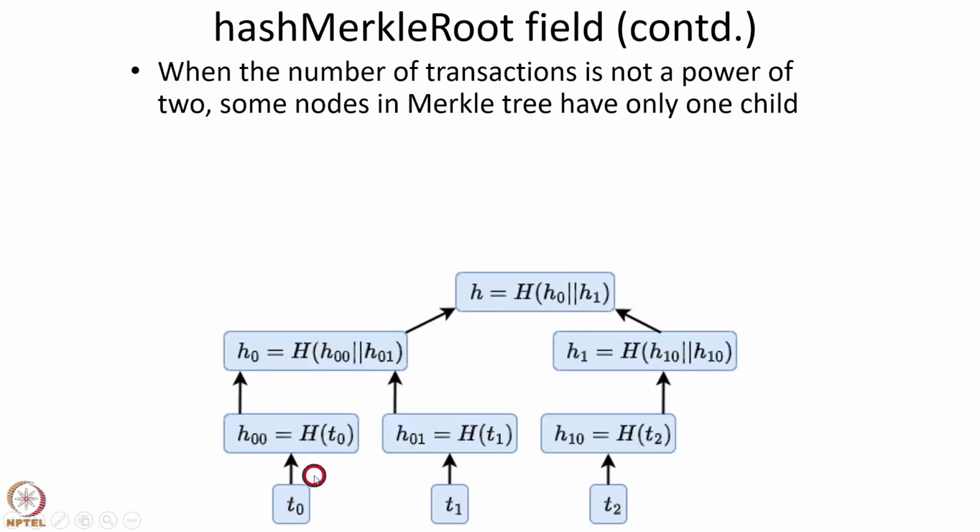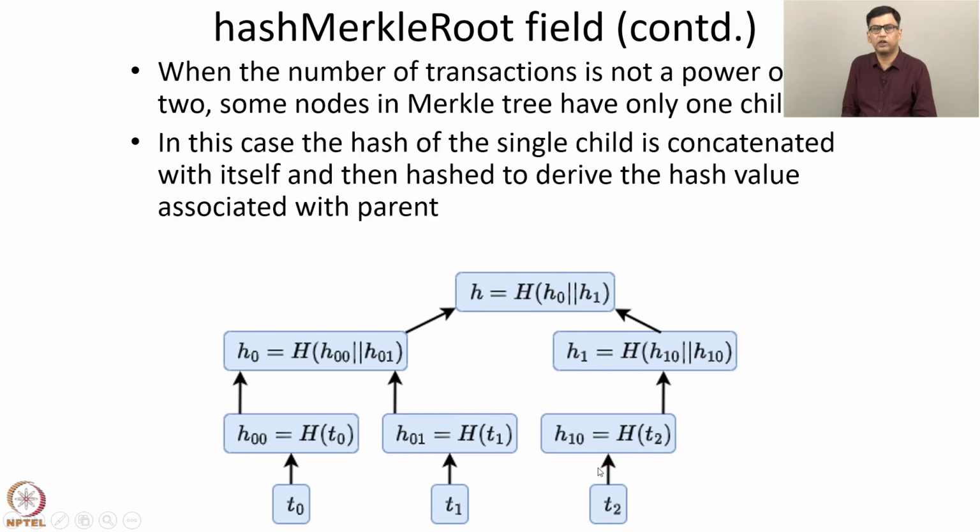In this case, the number of transactions is 3, so it's not a power of 2. The Merkle tree is shown here. These two transactions are concatenated and the hash is computed, and it is stored in this node. But what about this transaction? There isn't another transaction which can be concatenated with it.